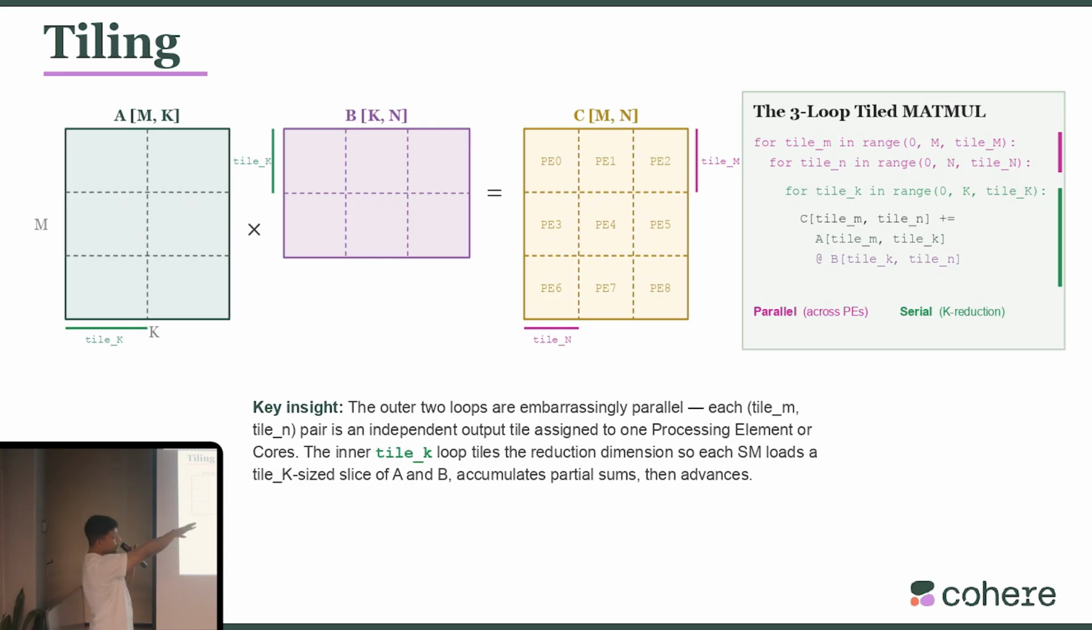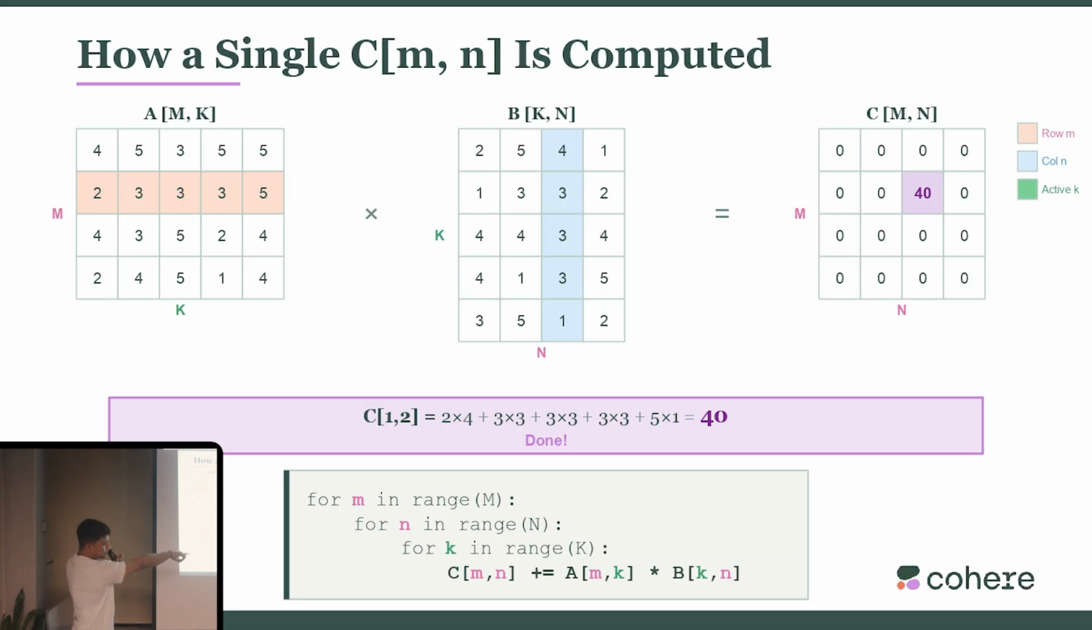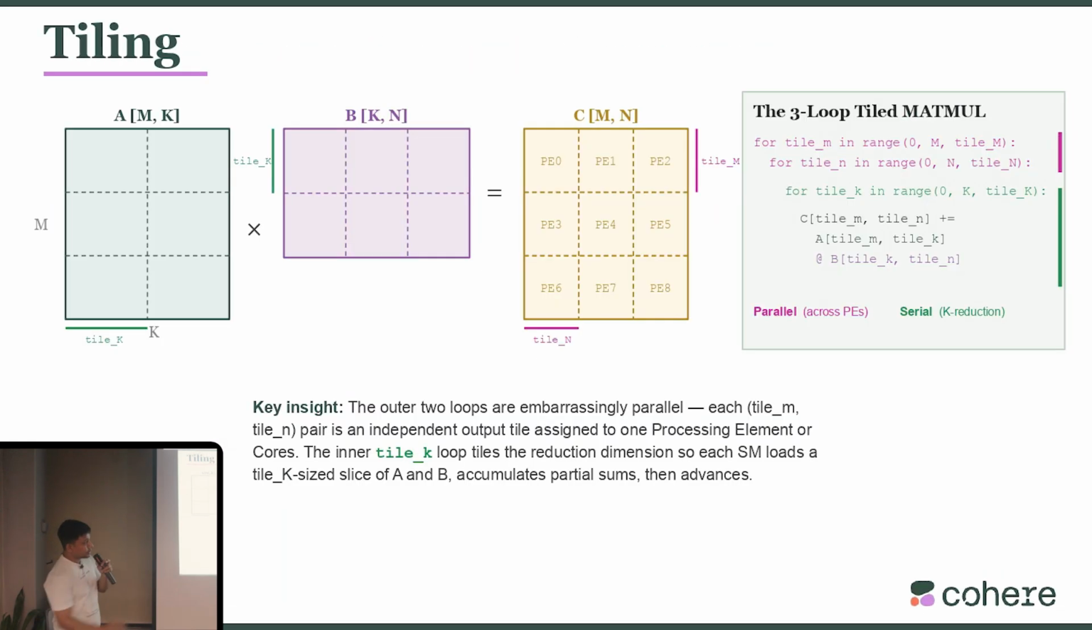Okay, so the three-loop tiled Matmul actually looks like you have tile M, tile N, tile K, and then you are doing a Matmul there. That is basically what is happening in this particular thing, but in a smaller tile. So yeah.